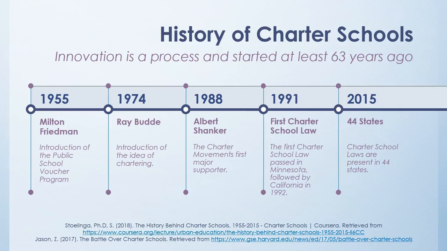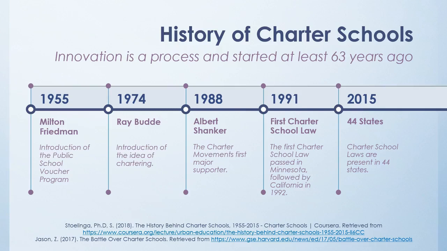By 1988, Albert Shanker pushed Ray Budd's idea and was the first major supporter of the charter school movement. By 1991, Minnesota passed the first charter school law, and they were quickly followed by California in 1992. By 1993, 6 other states had followed suit. By 2015, 44 states had passed charter school laws.